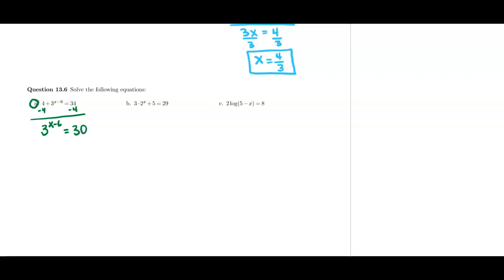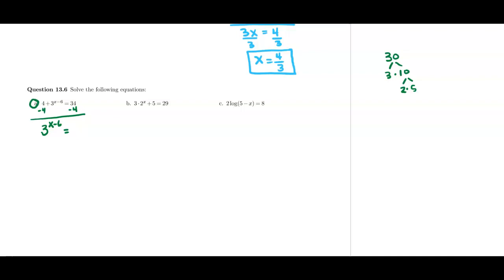Now you're trying to ask yourself, can I change this 30 to a 3 to the something power? Do a little prime factorization to check and see. Well, 3 times 10 is 30, and 10 breaks down to 2 times 5. Nope, I'd have to have these all be 3s, 3 to the what power? They're not all 3s. So that means I can't make these like bases, so I have to take the log of both sides.